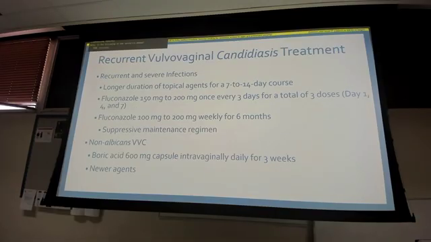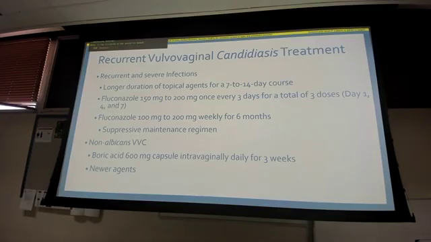So with recurrent severe infections, we're going to have longer durations of 7 to 14-day course, depending on what antifungal. Fluconazole, we can use 150 to 200 milligrams once every 3 days for a total of 3 doses. So we'll have day 1, 4, and 7. Sometimes for suppressive therapy, we can use fluconazole as well, weekly for a long duration of 6 months.